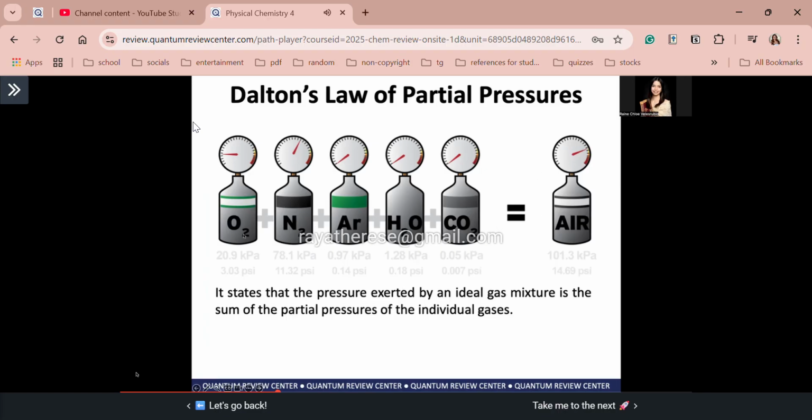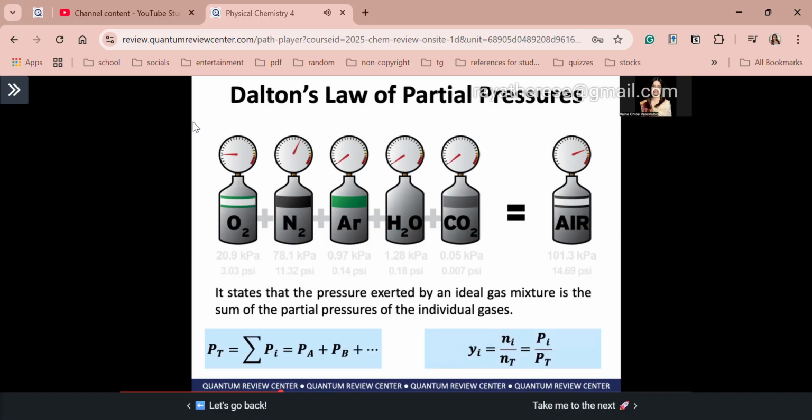Here we see that the partial pressures of oxygen, nitrogen, argon, water, and carbon dioxide make up the pressure of air. So again, if you just sum up the partial pressures of these individual gases, we can get the pressure of your gas mixture, which is air. And again, these are the equations. So the pressure of the ideal gas mixture is equal to the summation of the partial pressures of the individual gas components. I hope it's clear, guys.